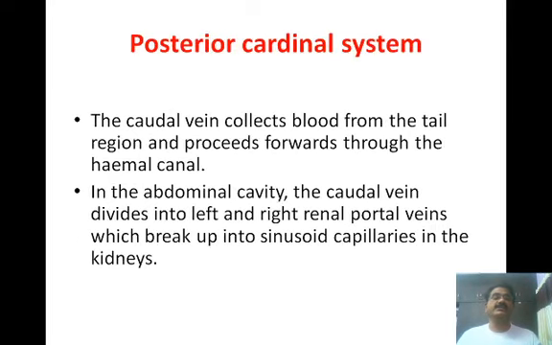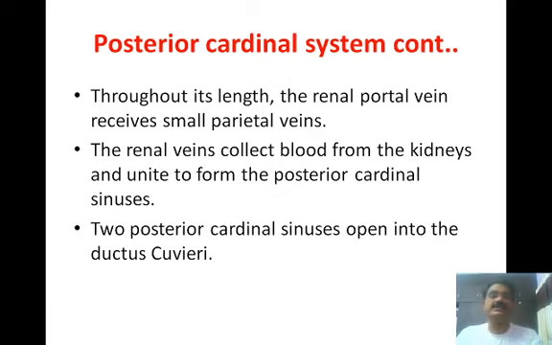The other one is the posterior cardinal system, which is present at the posterior-most end and collects the blood from the posterior-most end of the body. The caudal veins collect the blood from the tail regions and proceed forward through the haemal canal. In the abdominal cavity, the caudal vein divides into the left and right renal portal veins, which break up into sinusoid capillaries in the kidneys and collect the blood from the kidneys. Throughout its length, the renal portal vein receives small parietal veins. The renal veins collect blood from the kidney and unite to form the posterior cardinal sinuses. Two posterior cardinal sinuses open into the ductus cuvieri.